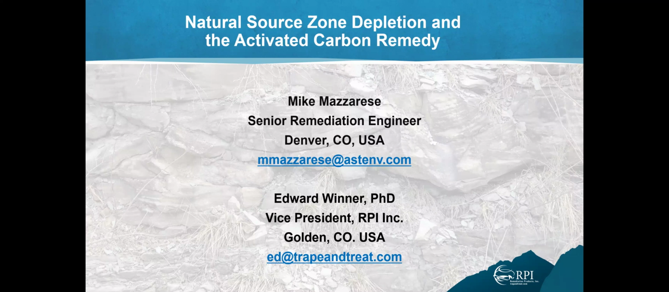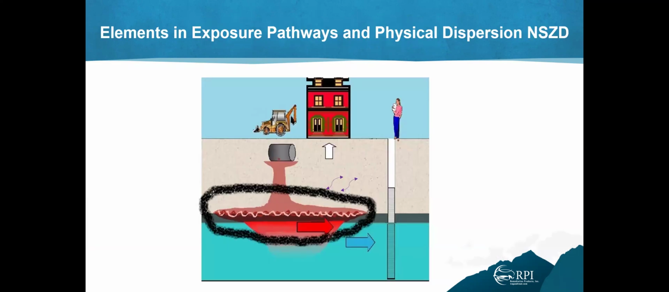Okay, so let's get started on the presentation today. Natural source zone depletion and the activated carbon remedy, and what do those things have to do with one another? When you think about natural source zone depletion, in some sense, it's the same model as a risk assessment model. So you have a release. What happens to that release?